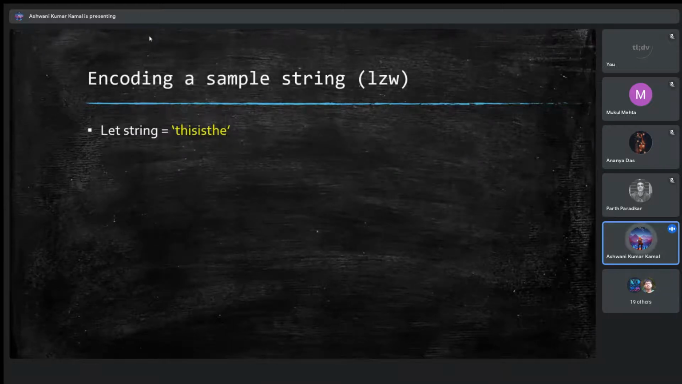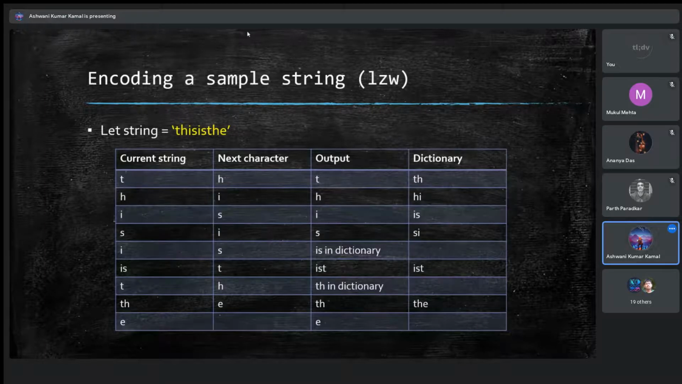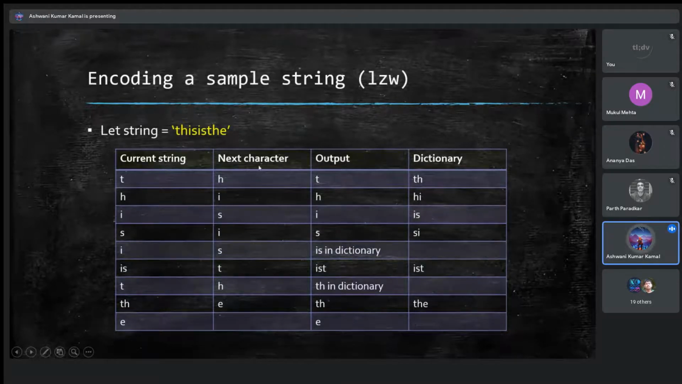As an example, let's say the string is this one in front of your screen. I'll be taking over now, telling you how this algorithm works. We'll take two variables, current string and next character, and a dictionary, the current dictionary. The first data we see is T. We store that in the current string and check the immediate next character, which is H. Now we check: is TH present in the dictionary or not?